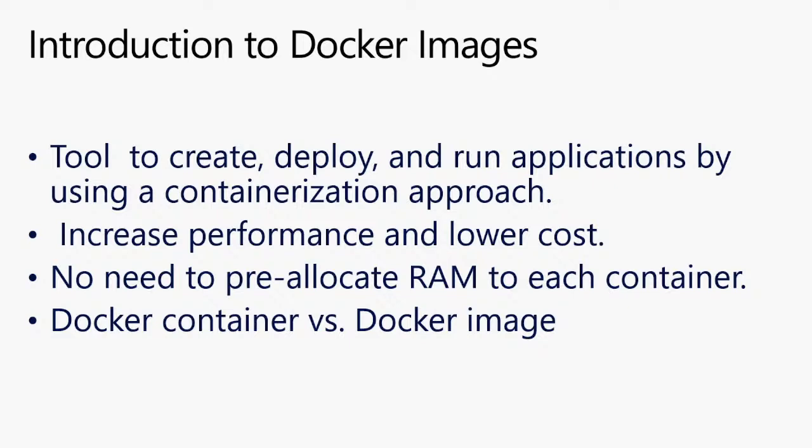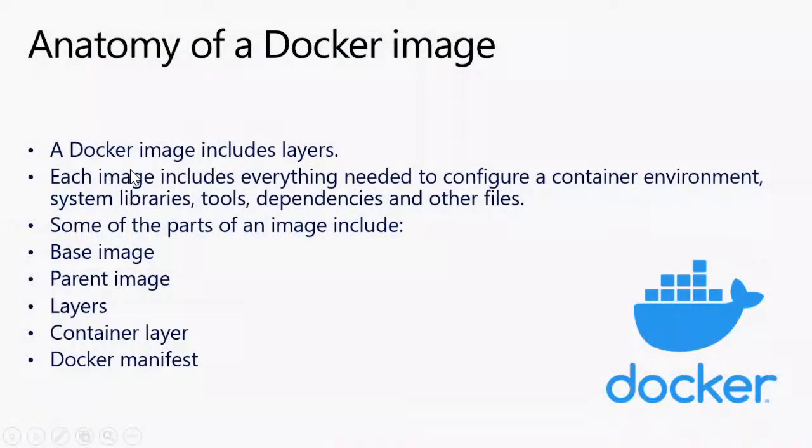A Docker image has many layers, and each image includes everything needed to configure a container environment: system libraries, tools, dependencies, and other files. Some of the parts of an image include a base image, where the user can build this first layer entirely from scratch with build commands. We also have a parent image as an alternative to a base image. A parent image can be the first layer in a Docker image. You reuse the image that serves as a foundation for all other layers.